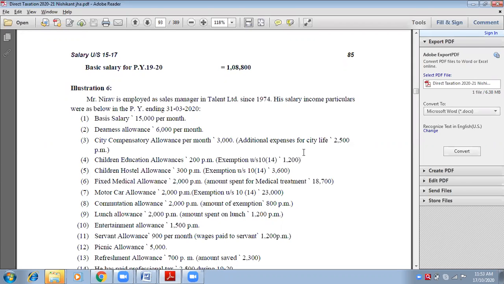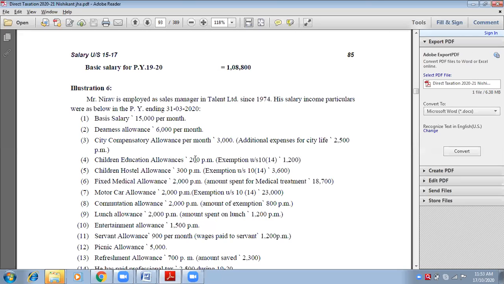ठीक है, समझ आ रहा है सबको इतना? Okay, are you getting the point? So this is 1200. How to calculate this 1200? This is for one child. It is 100 per month per child, no? So 100 per month means 100 into 12. Per child means into 1. So 1,200.